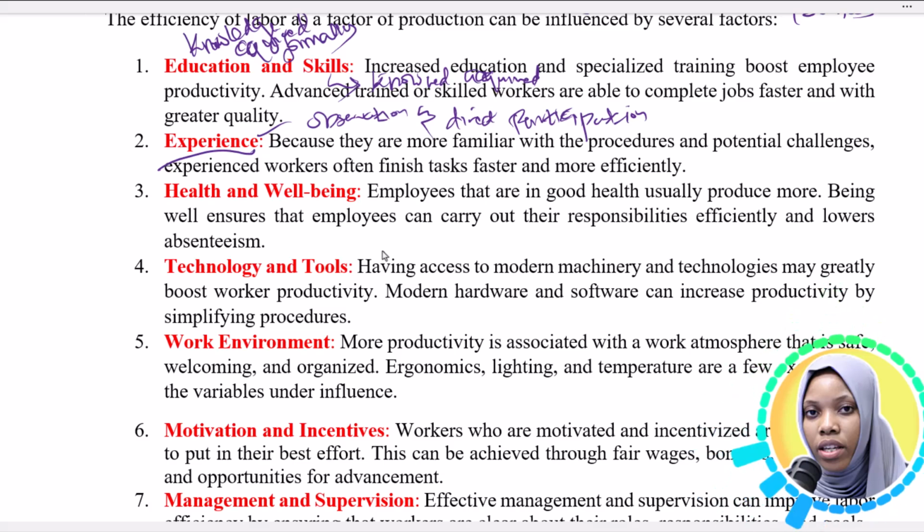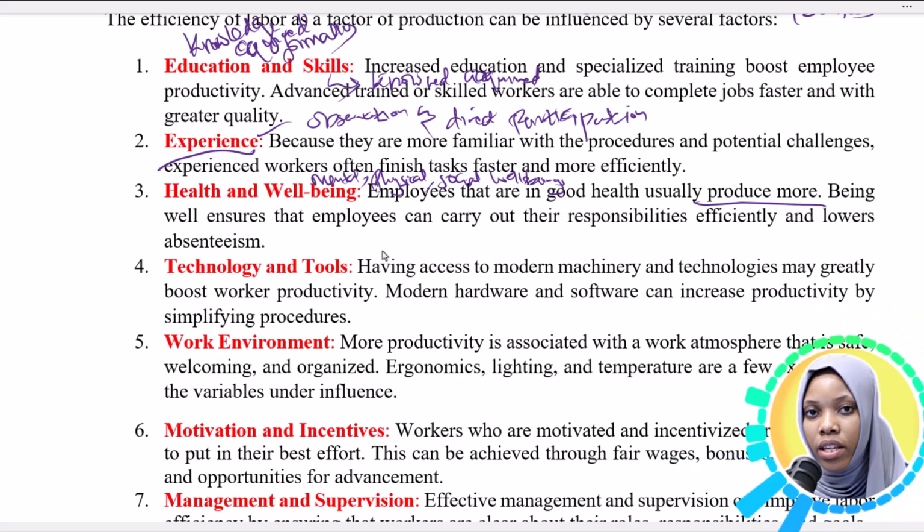Another factor, number 3, is health and well-being. Employees that are in good health, and here health includes both mental and physical, or social also. It doesn't mean you are sick or what. Social well-being, how well you can interact with others, is also health and well-being. So employees that are in good health usually produce more.